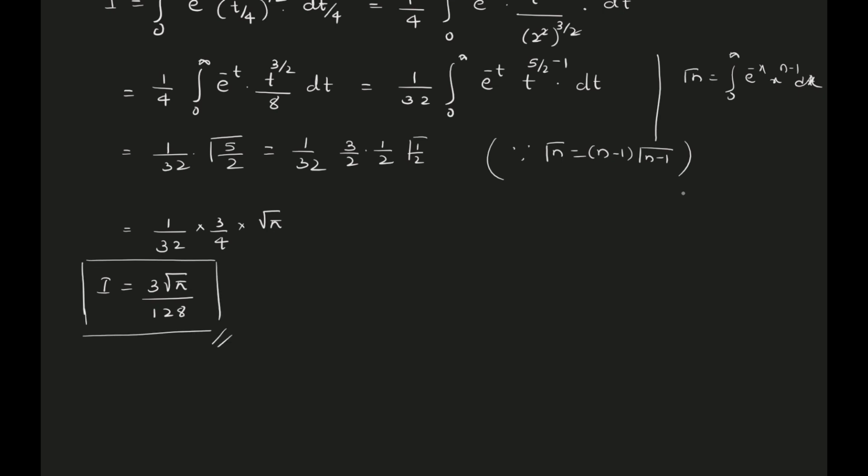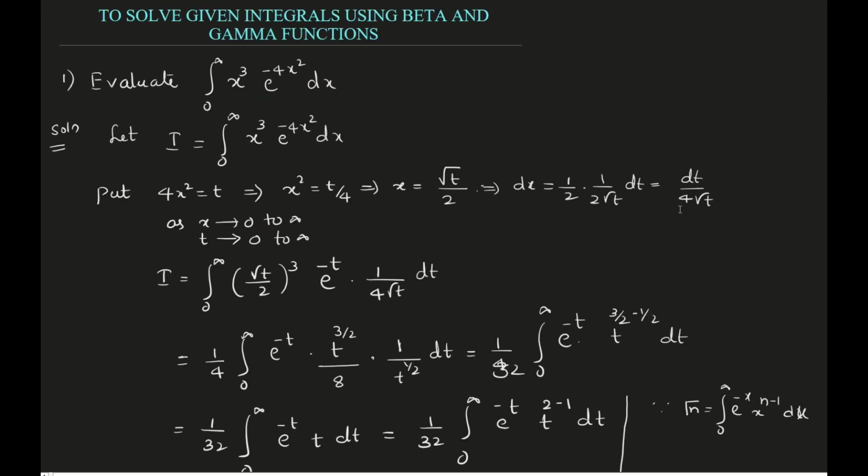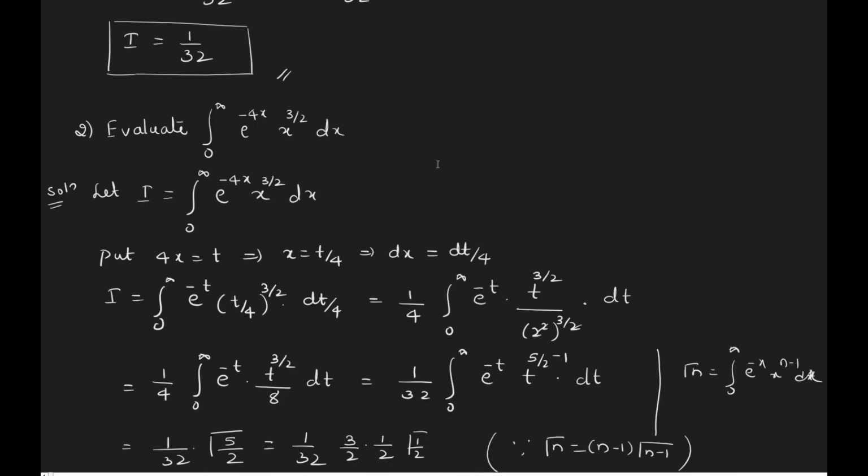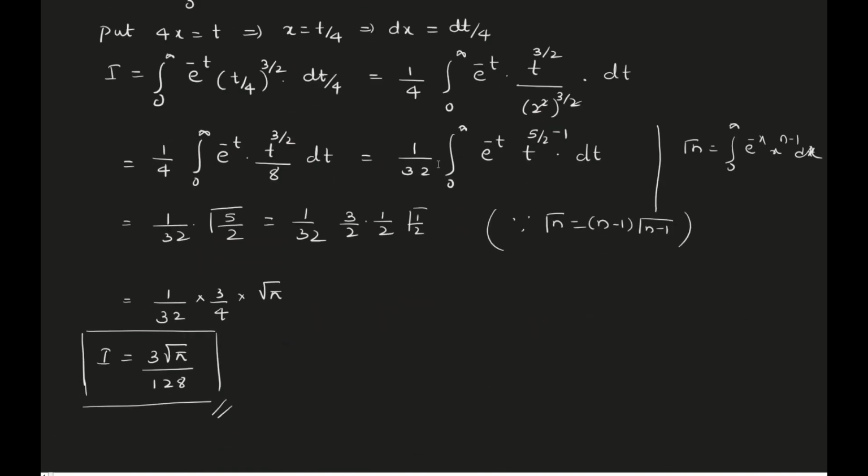So in the previous example, we simply used the formula of gamma n. And now, together with the gamma n standard formula, in the basic definition we also used the formula gamma n equal to n minus 1 into gamma of n minus 1 to solve this. Okay? Understood? So now, I hope you understood both the examples. Examples are very easy if you are perfect with the basic formulas of beta and gamma functions.